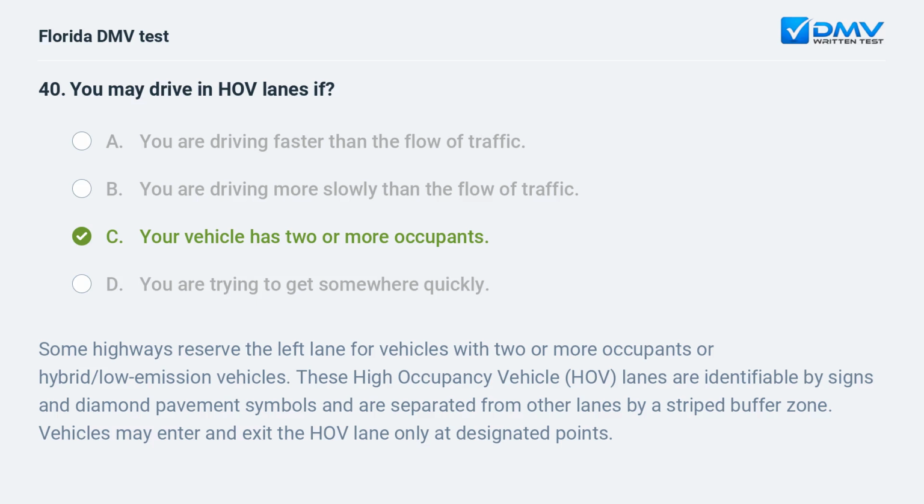Some highways reserve the left lane for vehicles with 2 or more occupants or hybrid, low-emission vehicles. These high-occupancy vehicle (HOV) lanes are identifiable by signs and diamond pavement symbols and are separated from other lanes by a striped buffer zone. Vehicles may enter and exit the HOV lane only at designated points.